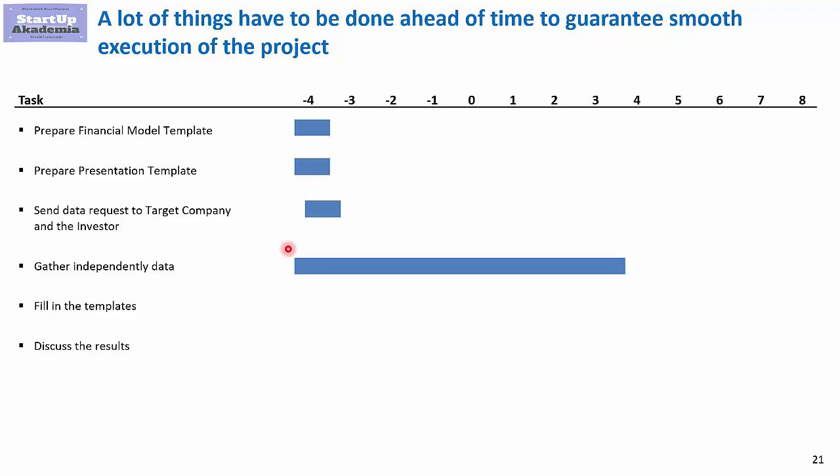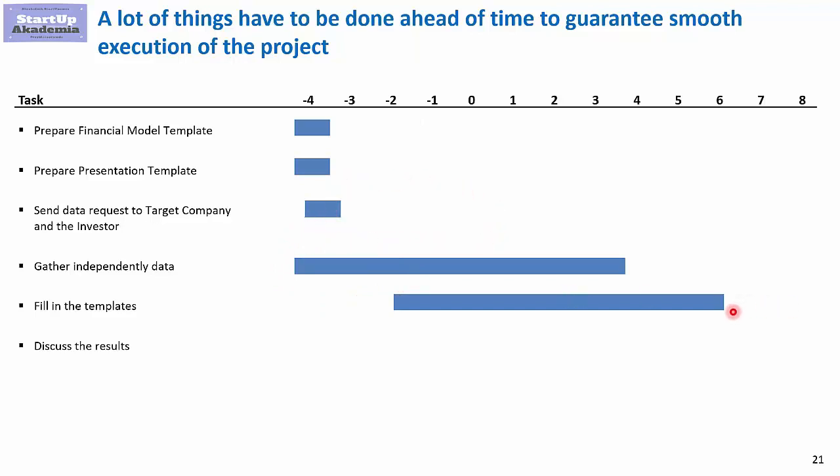You also want to use the data you're going to gather in this stage to check whether the target company is not lying to you or to what extent they are making too optimistic assumptions. Once you get the data, you can start filling the templates, and you will start it already 2 weeks ahead of the official start of the project because you already have some data, your independent research, and also you might start receiving some data from the company.